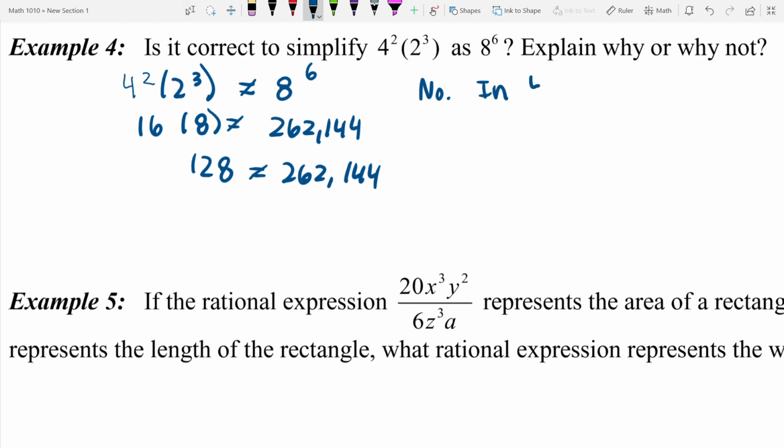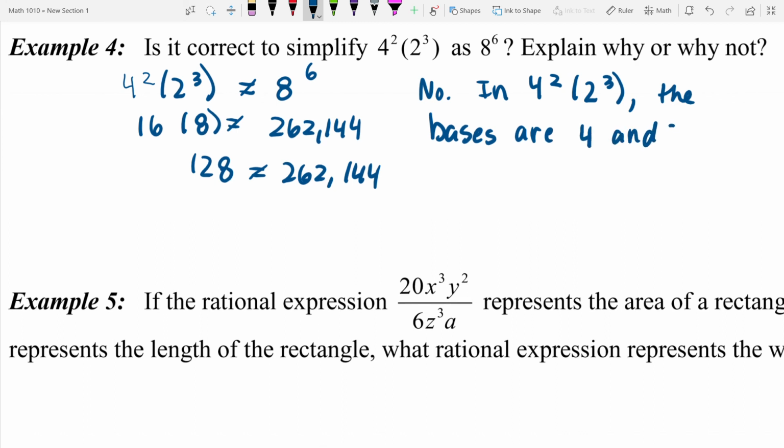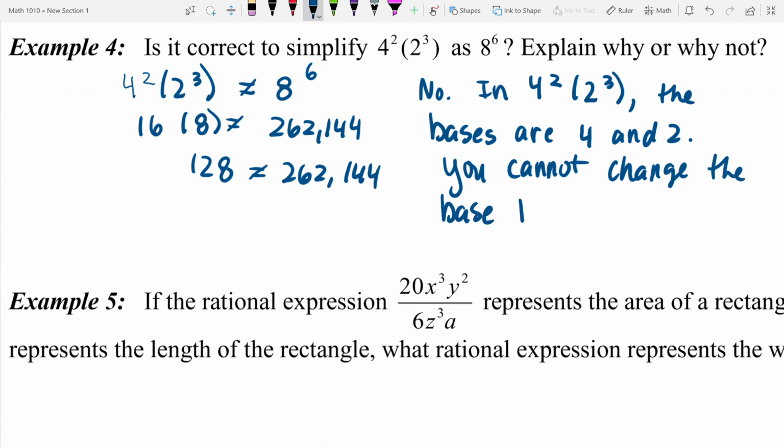So I'm going to say in 4 to the 2nd times 2 to the 3rd, comma, the bases are 4 and 2. You cannot change the base to a 9 or to an 8. You can't multiply those bases. Guys, that'd be like this. Look, x to the 2nd times y to the 3rd is z to the 6th. Something totally different, and they're not even the same to begin with. Who says I totally get that? Raise your hand. Let me see.